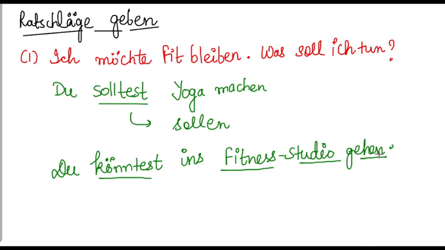Now, if I say that my German is very poor, I'm going to give you a suggestion. I will say you should practice more to improve, or you could practice more to improve. You should practice more to improve, or in order to improve.